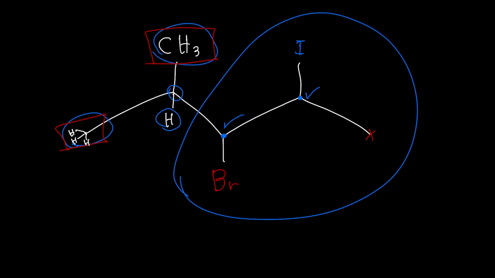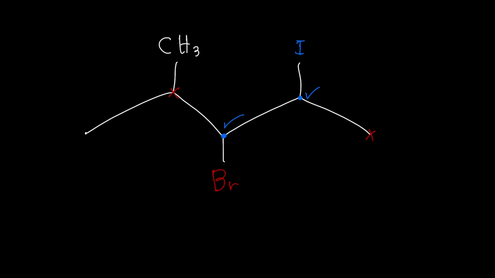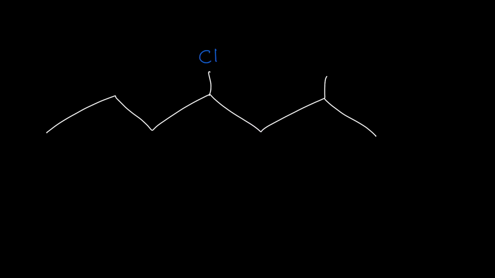So since we have 2 of the same group on this carbon, it cannot be chiral. All of the groups have to be different from one another. And so therefore, this is not going to be a chiral carbon. Go ahead and try this example. Feel free to pause the video.